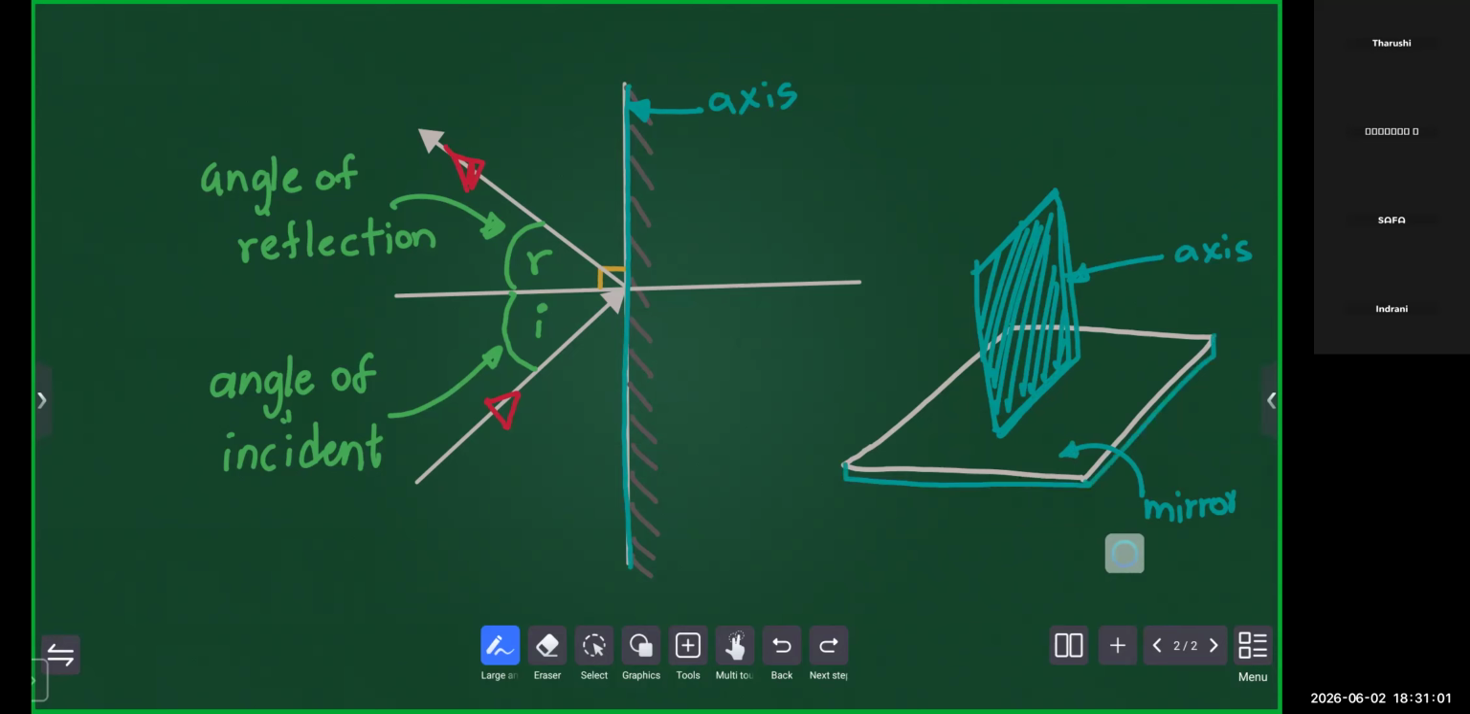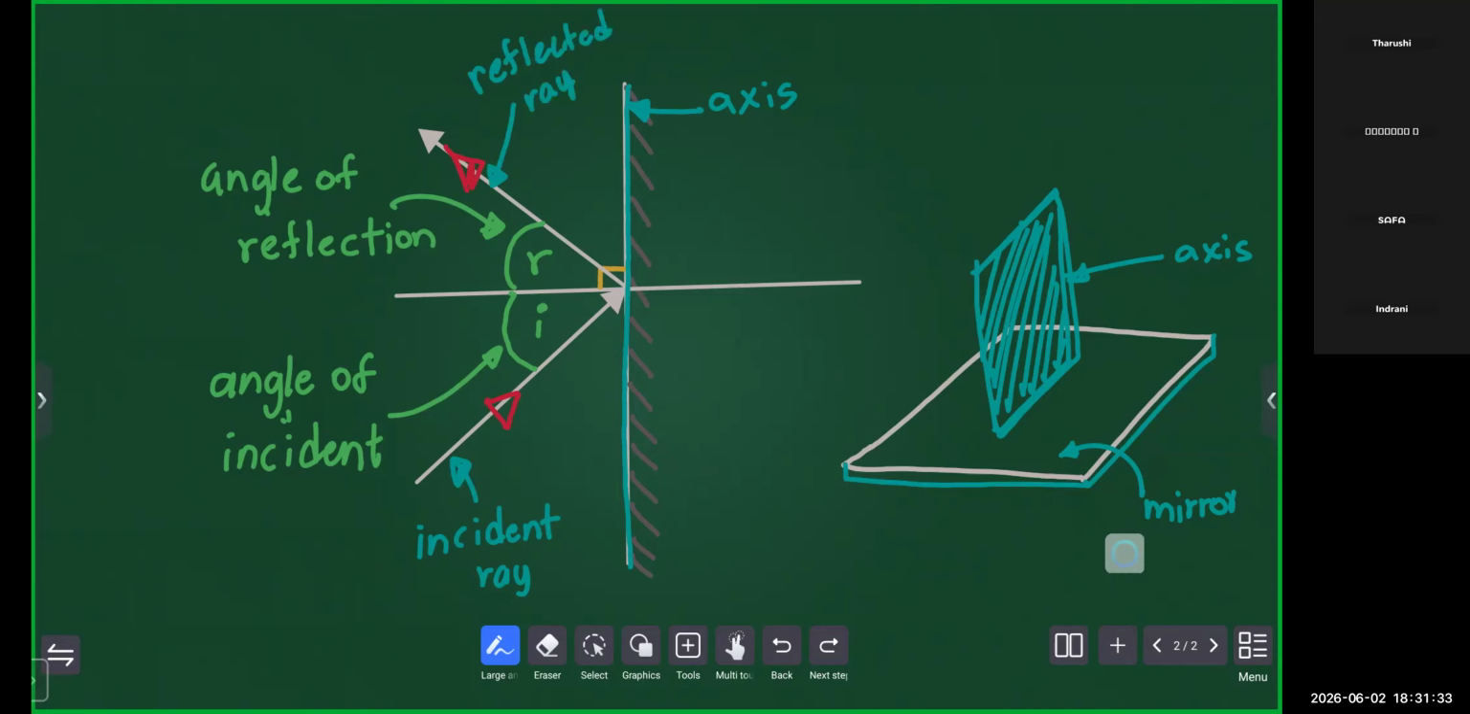Okay. Now, what is this first law telling? The incident ray. This is called the incident ray. අපිට ආපු එන කිරණය. Incident ray. Ray කියන්නේ කිරණය. Incident ray. And the reflected ray. Reflected ray. Okay?